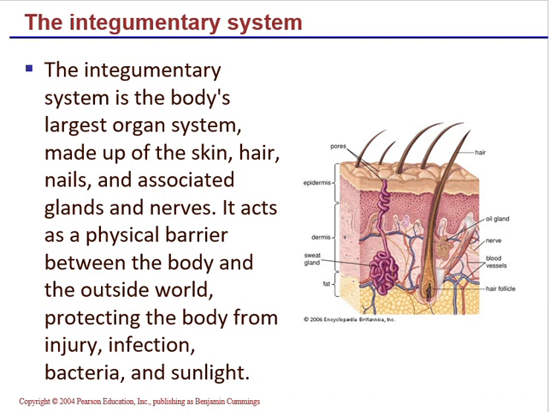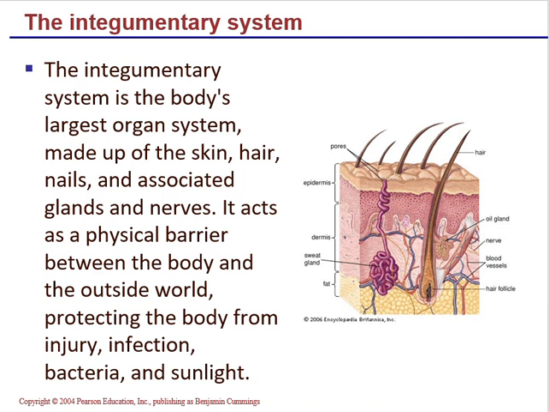But even though that last bit may be a little bit sad, those are the things we have to look forward to. Your integumentary system is still a very vast, widely distributed organ system of the body. It's the body's largest organ system and is made up of many components. It's made up of the skin, the hair, nails, associated glands, nerves, and it acts as a great physical barrier between the body and the outside world, and it protects the body from injury, infection, bacteria, and sunlight. So it has all these numerous functions that provide benefits to us.